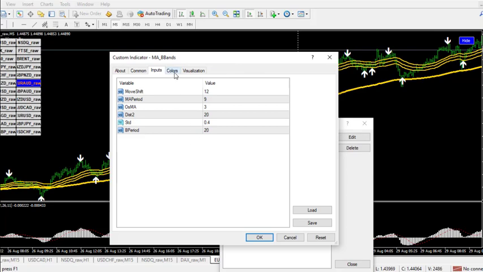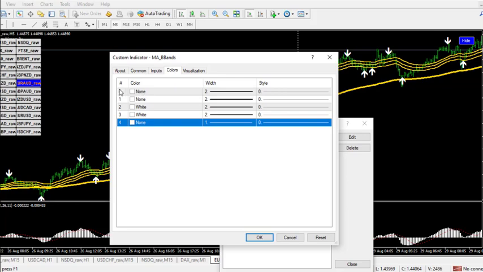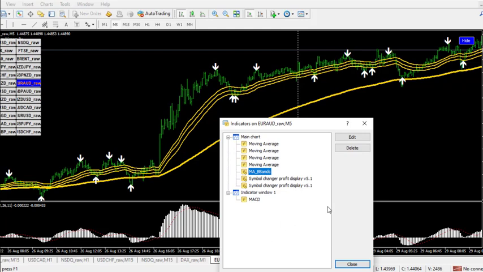And once you are done, check the color. The color 0 I turn it to none, the first one to none also. The only colors I need are just 2 and 3, white, and that's why you have the white arrow. Once you are done, just click OK, and this indicator is just for these particular pairs, so that we have all the pairs in one place.